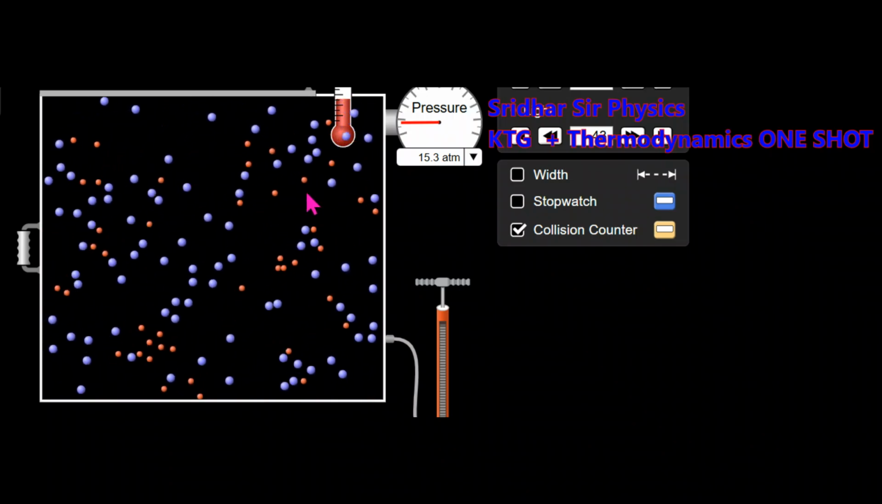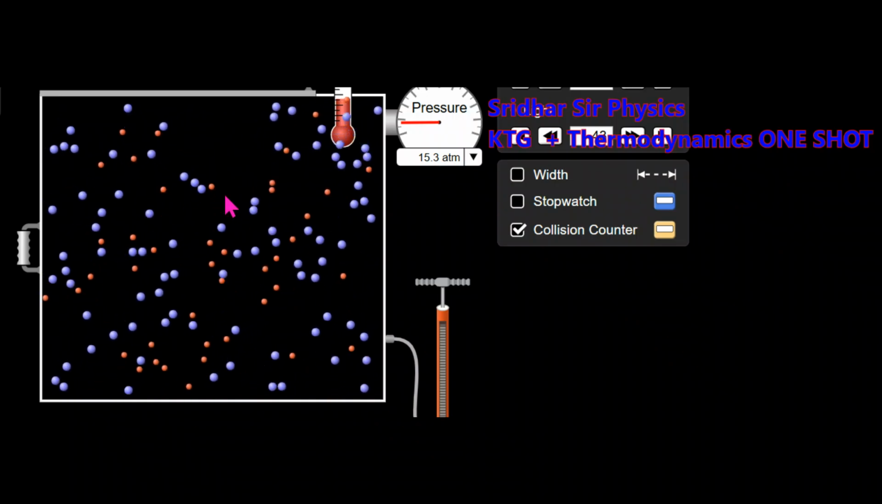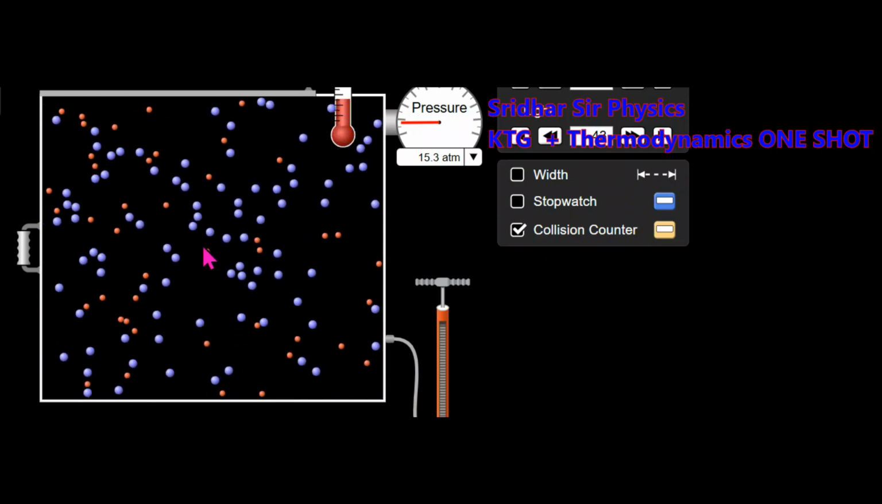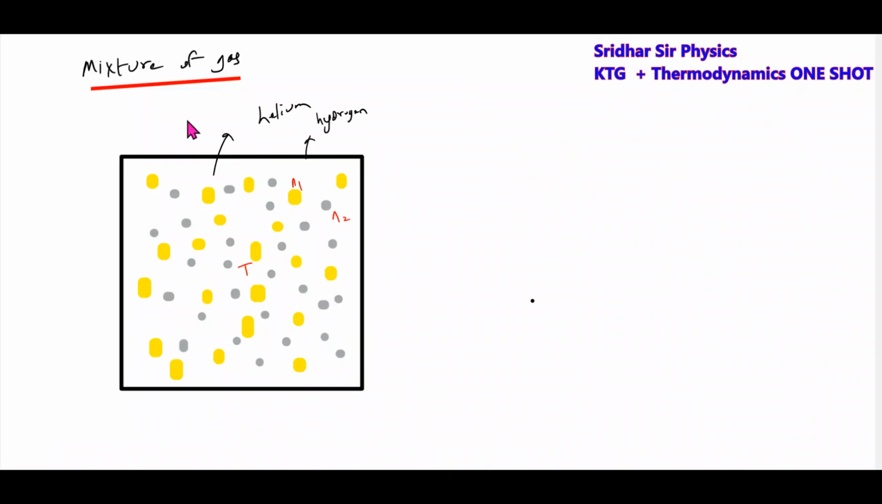So now what is the total kinetic energy of the gas? Sum of kinetic energy of all the molecules, both monatomic as well as diatomic. This is the general idea you should imagine now. A mixture of gases will be like this. Got the idea, no? Now the total energy of the gas will be the energy due to individual gases.